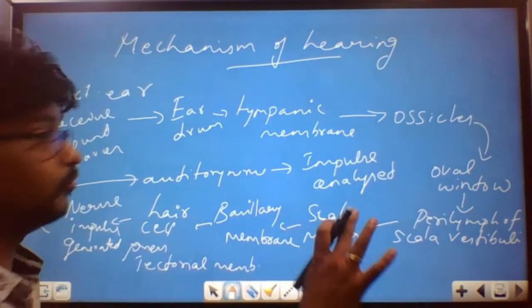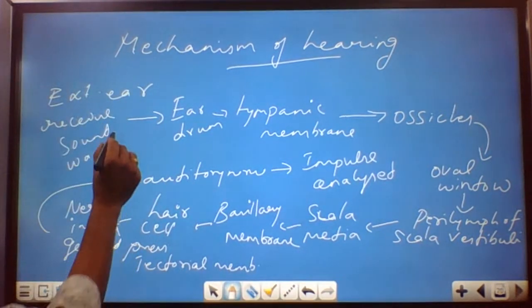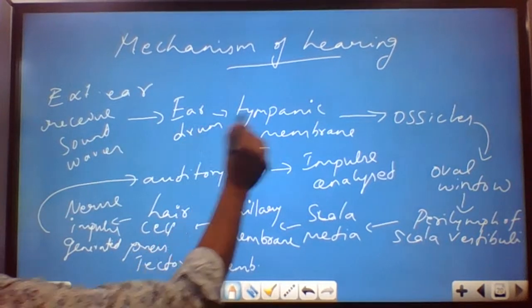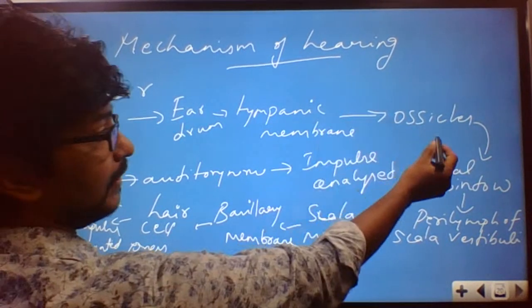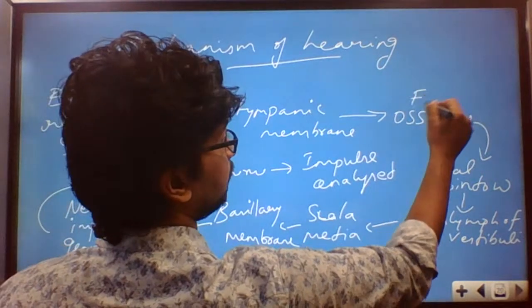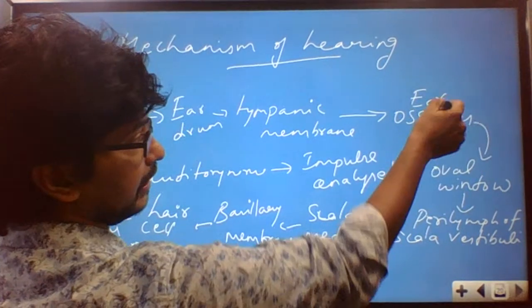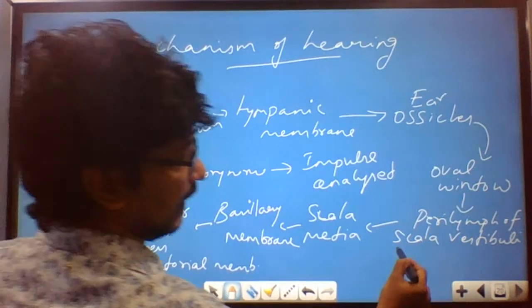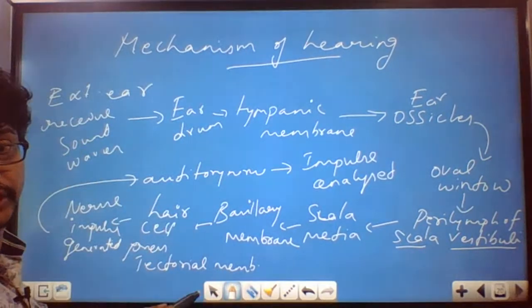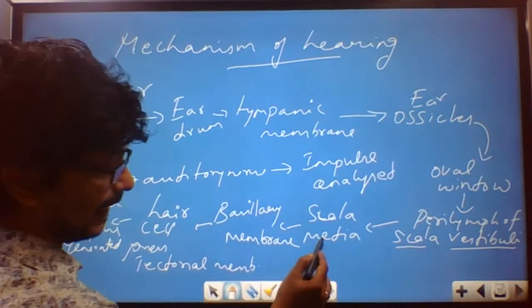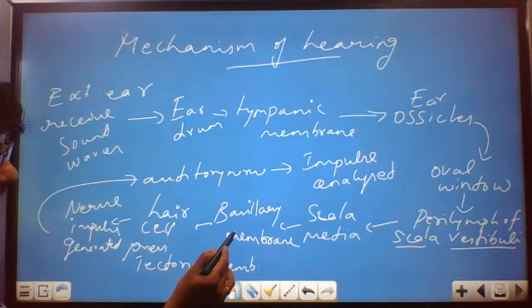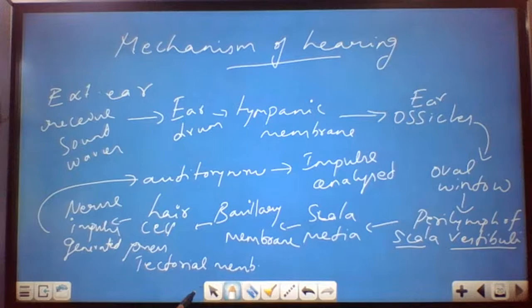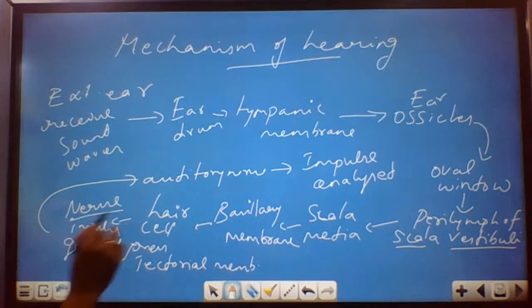For that, I'm just giving the flow chart. First the external ear receives a sound wave. This goes to the eardrum. Next comes the tympanic membrane. Then it goes to the ear ossicles: the malleus, incus, and stapes. It goes to the oval window, then to the perilymph of scala vestibuli, in the region that includes the organ of Corti. Then scala media, then the basilar membrane. Then the hair cells press against the tectorial membrane, and the nerve impulse is generated.